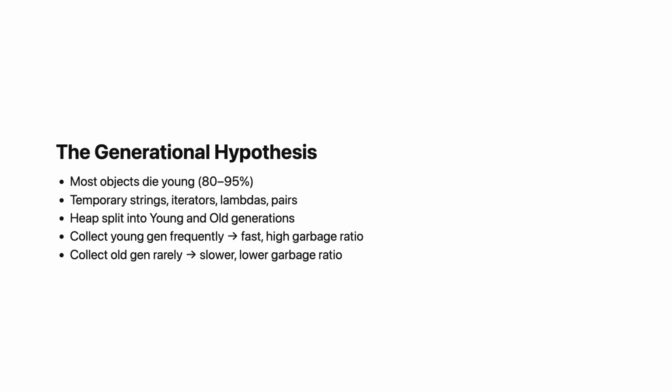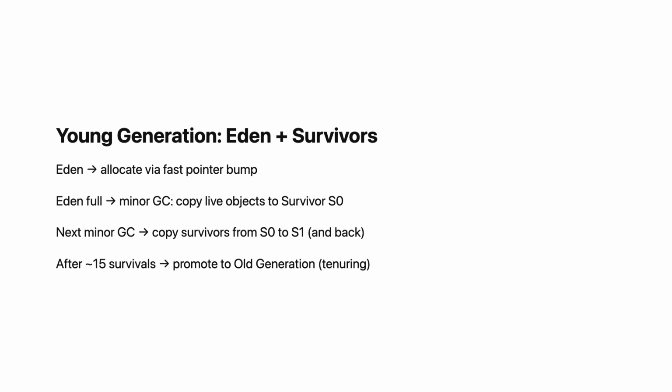Let's zoom into the young generation because the mechanics here are elegant. In a classic generational collector like HotSpot, the young generation is split into three spaces: Eden and two survivor spaces, usually called S0 and S1. When you create a new object in Kotlin, it gets allocated in Eden. Eden is where everything starts. Allocation in Eden is incredibly fast, often just a pointer bump. The runtime maintains a pointer to the next free spot and just advances it forward. This is faster than malloc in C.